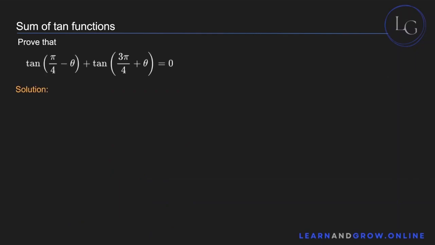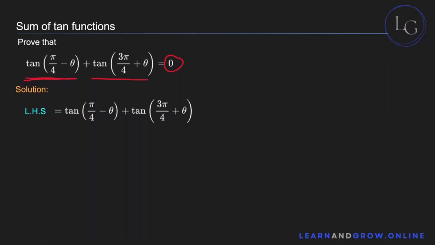Now, let's look at the sum of tangent functions. Again, we have to prove that the left hand side is equal to the right hand side. Obviously in this particular case you'll take the left hand side and prove that it is equal to 0, because there are just a million ways to expand 0. It can be 1 minus 1, 2 minus 2, 0 divided by 3, and so forth. So you take the left hand side and prove that it is equal to 0.